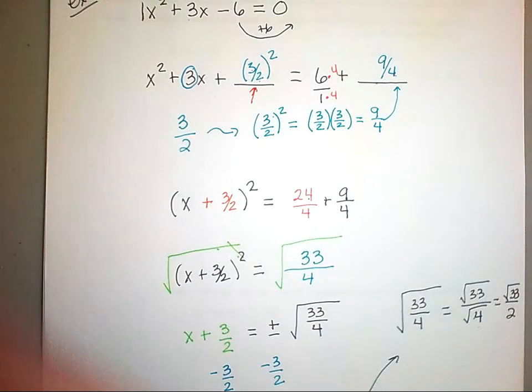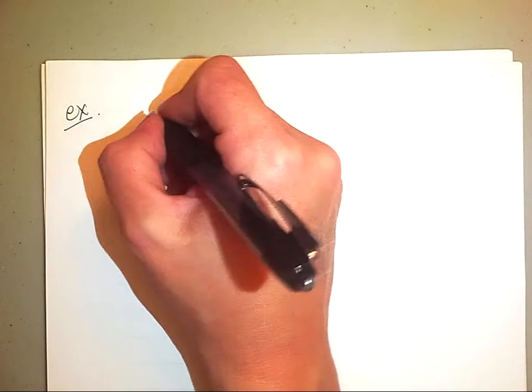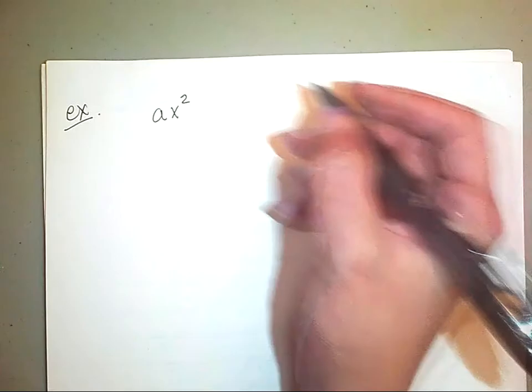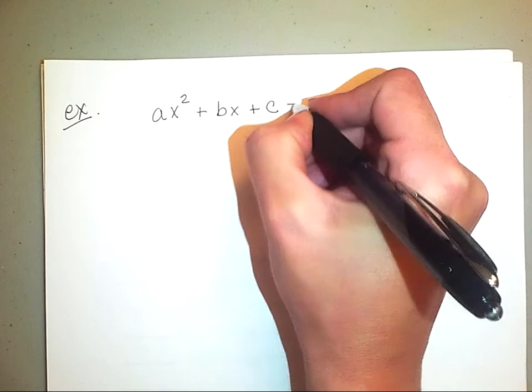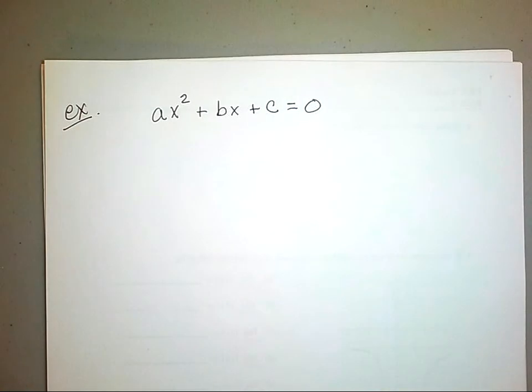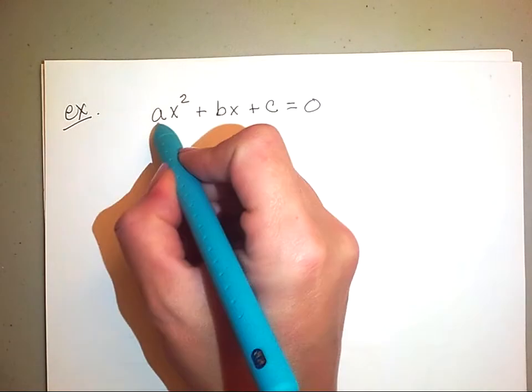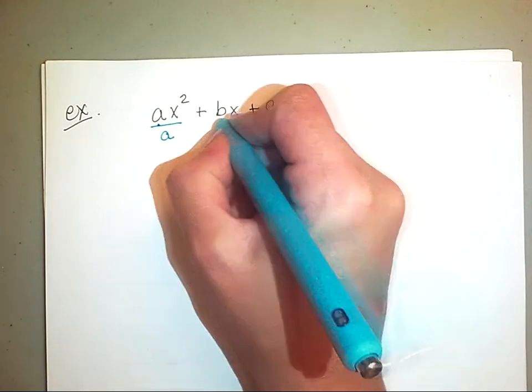Okay. Now, let's do this in general because I've said that we can do this for any quadratic equation. And I also said at the beginning that any quadratic equation could be written in the form ax squared plus bx plus c equals 0. Okay. Now let's complete the square. Right? To complete the square, we have to make sure that the coefficient on x squared is 1. In this case, it's not. It's some unknown a. So let's divide everything by a.